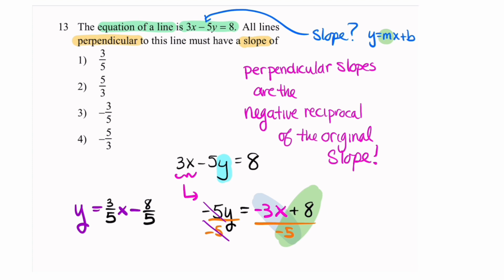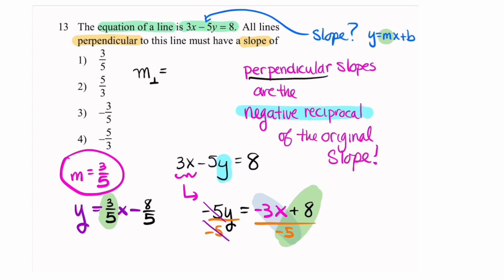Now what I care about is the slope, the number in front of x, which is 3/5. And then I need to care about what is the negative reciprocal of this slope. So that would be our perpendicular slope, and here if I flip it and change its sign, it's negative 5/3. So choice 4 is the one I'm looking for. That is our perpendicular slope.